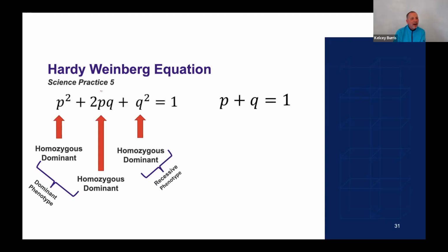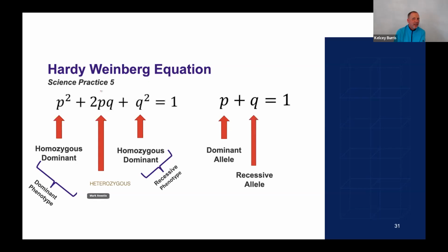Now, that one there is the recessive phenotype, and you can tell that one 100%, okay? So when you get a problem, q squared is the homozygous recessive, and it's the recessive phenotype. Now, p plus q equals 1, you're dealing with single alleles. So p is the dominant allele, okay? And q is the recessive allele.